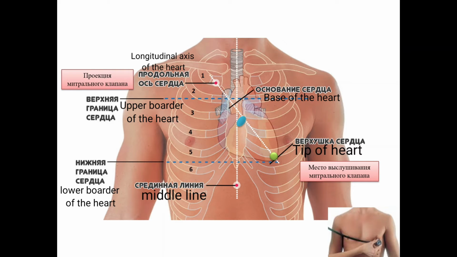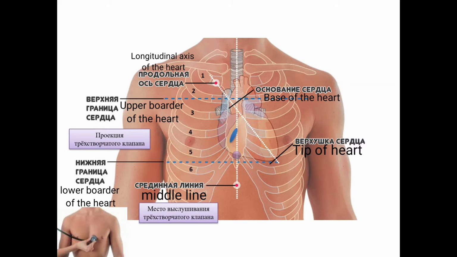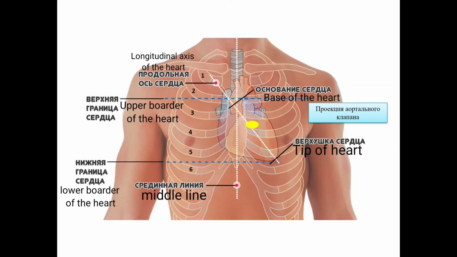The opening of the aorta lies behind the left edge of the sternum at the level of the third costal space. The opening of the pulmonary trunk is above the place of attachment of the third left costal cartilage to the sternum. The valve of the pulmonary trunk can be heard in the second intercostal space to the left of the sternum.